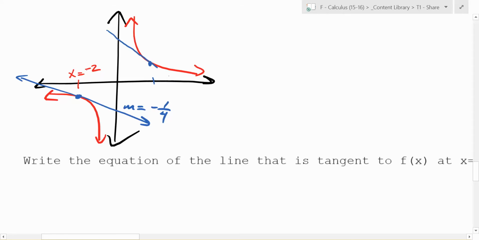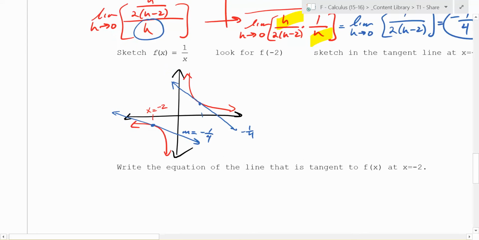Careful. What do we think it is? -1/4. It's actually the same. It's kind of cool. Kind of neat, huh? Because you could have tangent lines on both sides, right? It's kind of neat.